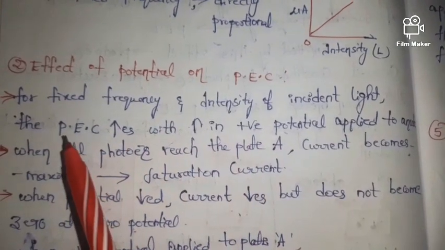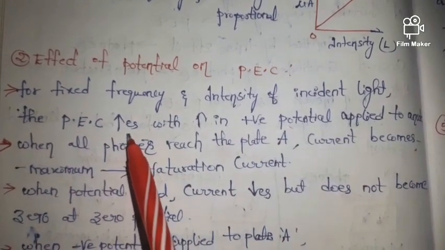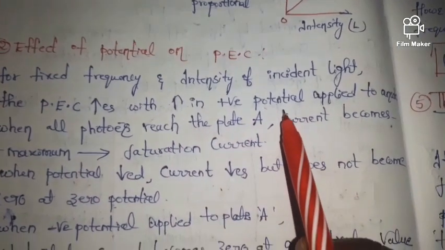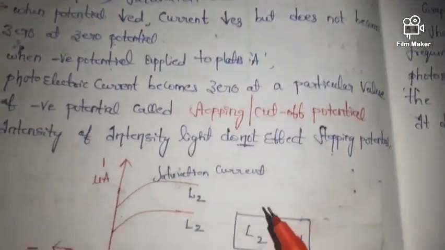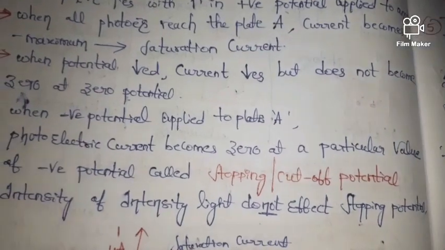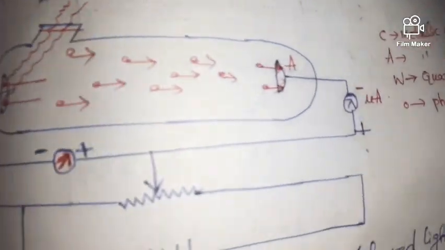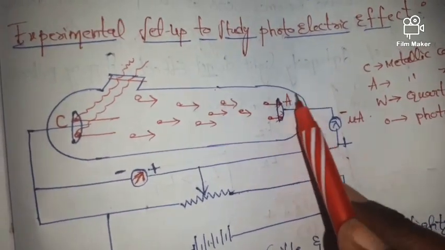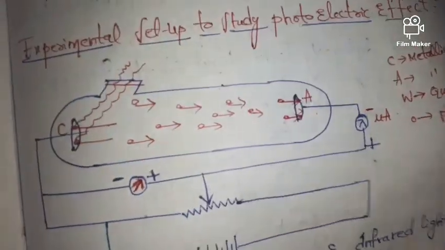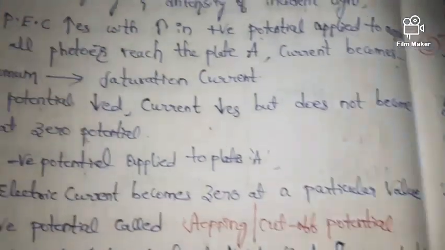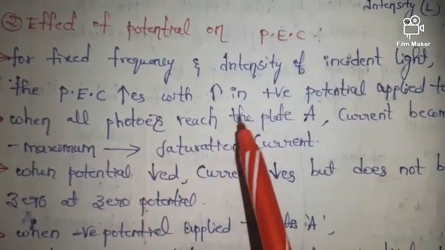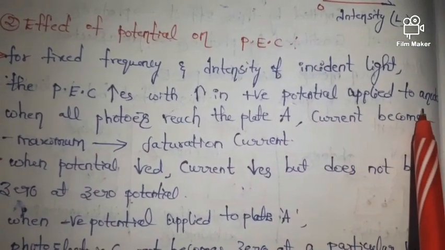Photoelectric current increases with increase in positive potential applied to anode. We discussed it in our previous class, right? Here, this is the anode, A, the metallic anode. So whenever the positive potential is applied, the photoelectric current increases with increase in positive potential applied to anode.